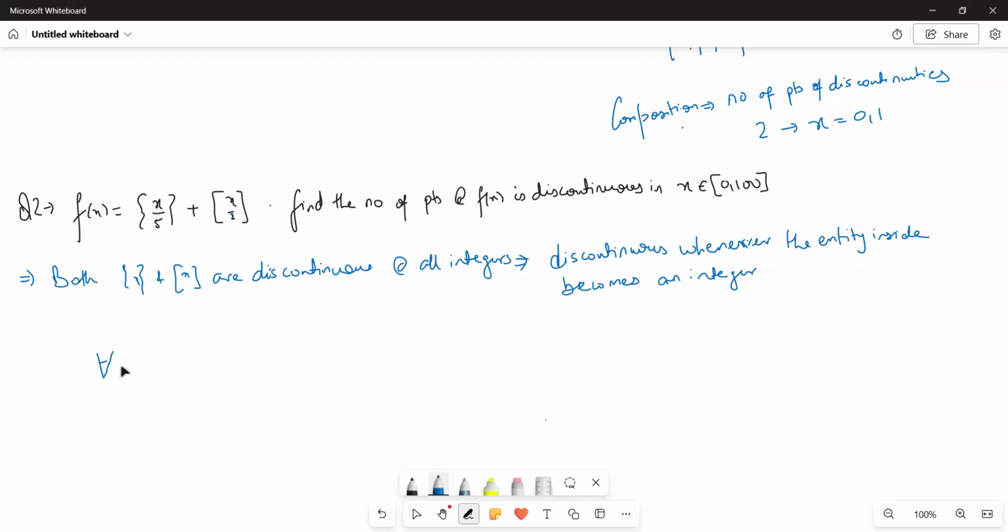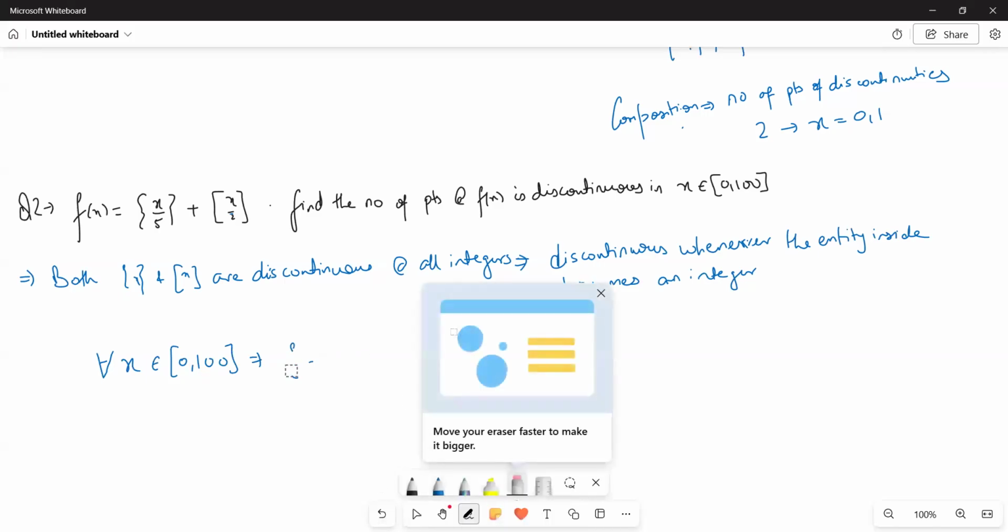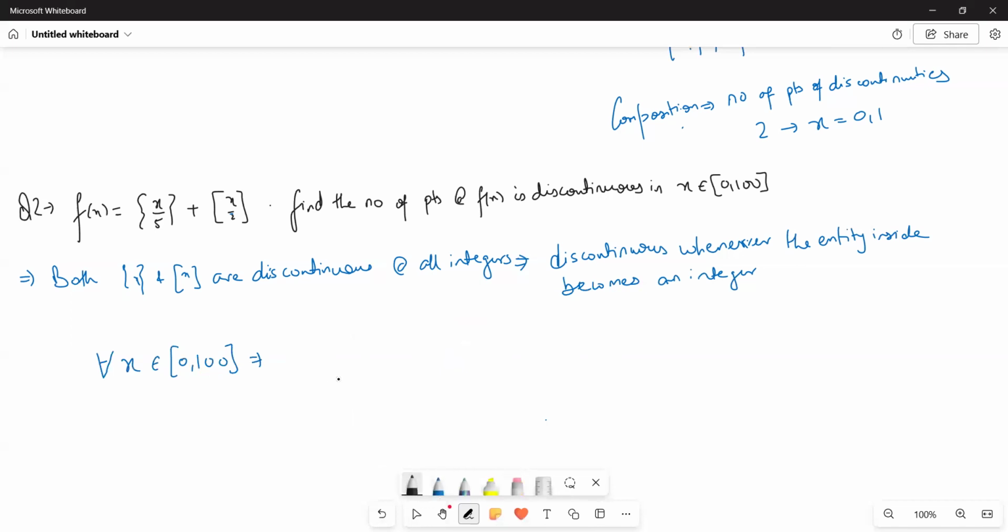So what this would tell us is that for all x belonging to 0 to 100, at how many points would x by 5 be an integer? 20 points. x by 5 will be an integer for all multiples of 5. How many multiples of 5 do we have? 20. So for x belonging to 0, 5, 10 going up till 100, which would be 20 values.